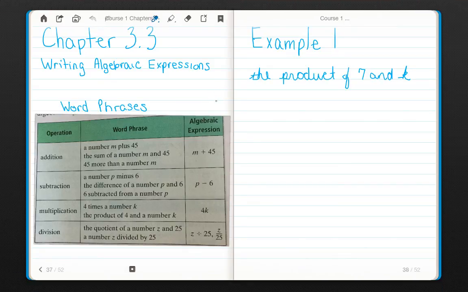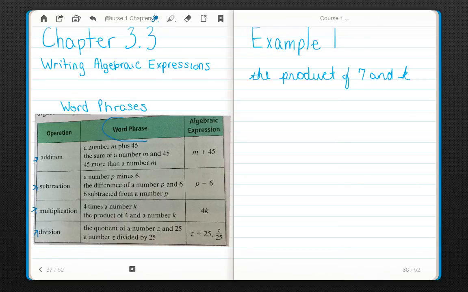Chapter 3.3, Writing Algebraic Expressions. So today we're going to be talking about using word phrases to write an algebraic expression or use an algebraic expression to write a word phrase. So here we have four operations. We have our addition, subtraction, multiplication, and division.